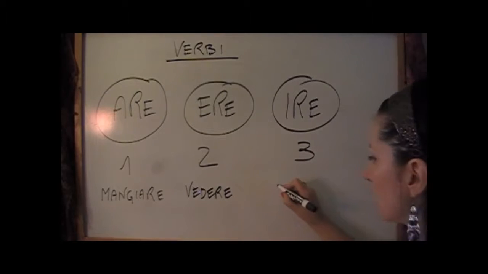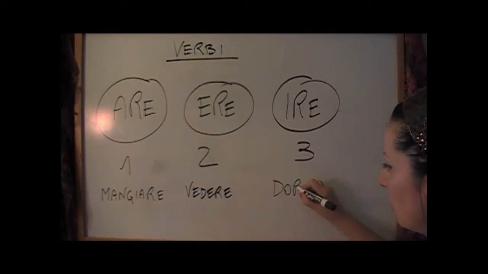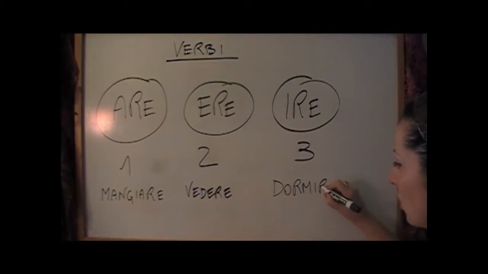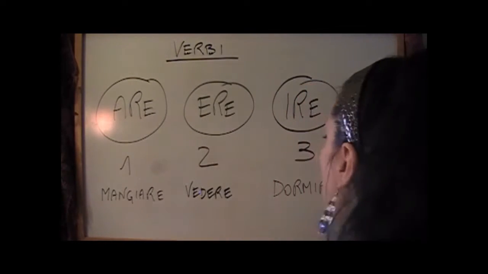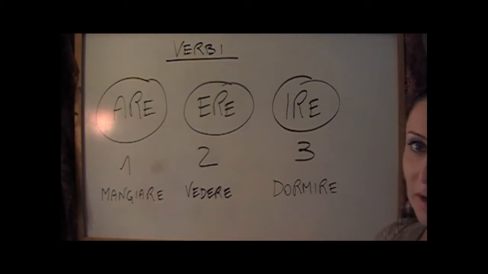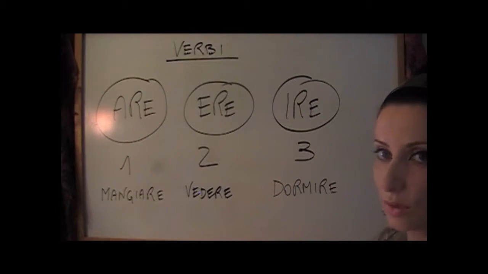Let's see another verb. For example, dormire. Dormire means to sleep. So ending in -ire, it belongs to the third group. It's pretty easy. So now probably your question is, why do I have to understand if a verb belongs to the first, second or third group?